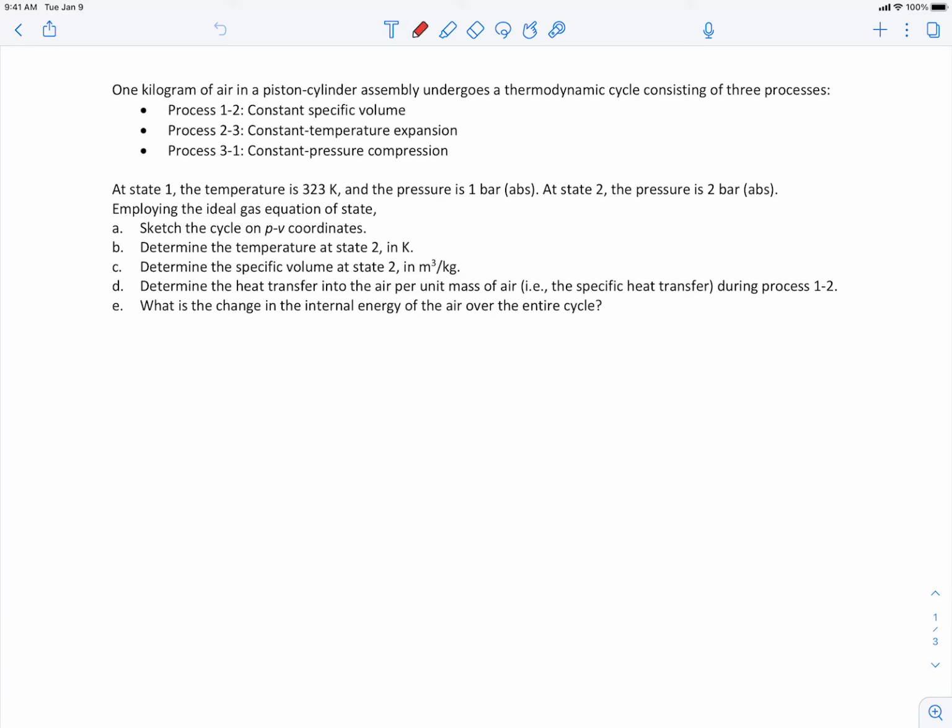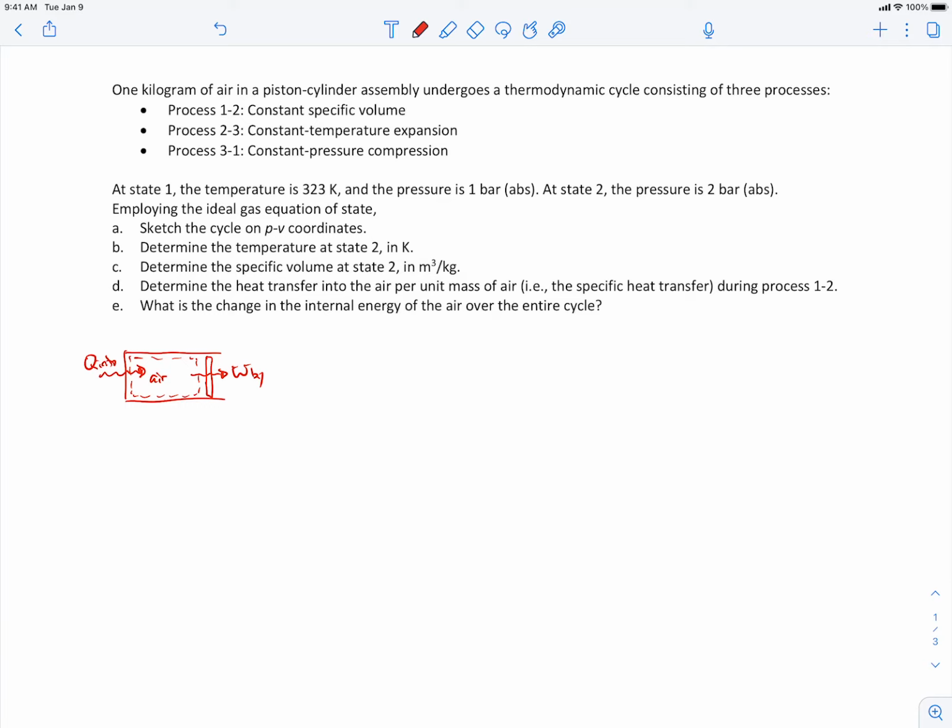So let's go ahead and sketch this out. We've got a piston cylinder arrangement. And we're told that we have air in here. The air is going to be our system. There's some heat transfer that will go into the air, and there's some work being done by the air on the surroundings, since it's a cylinder piston arrangement.